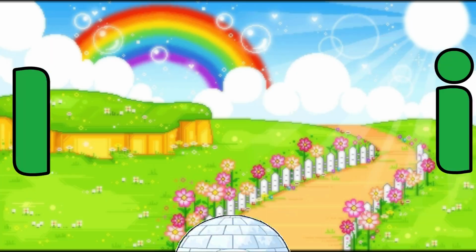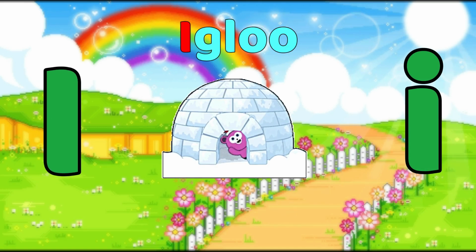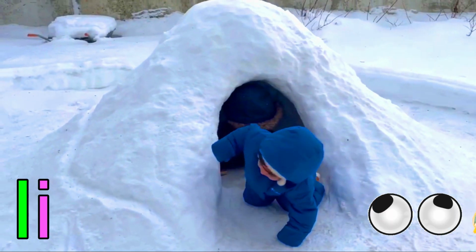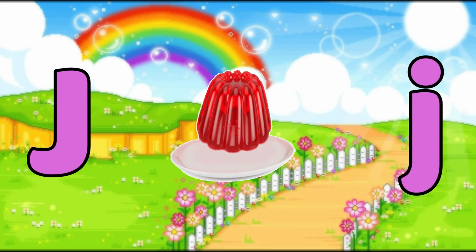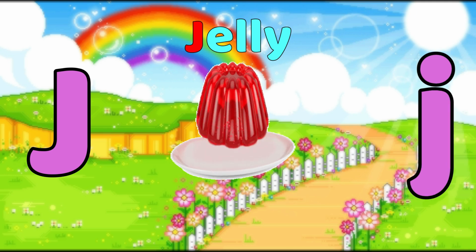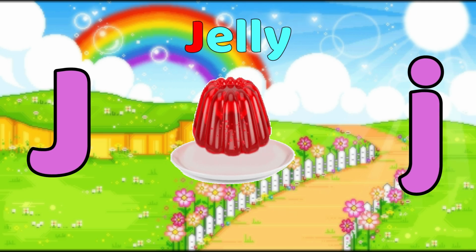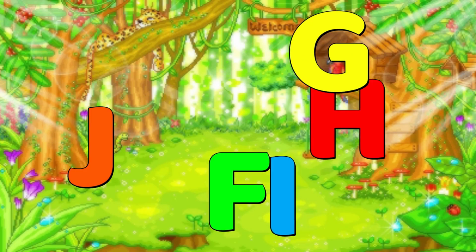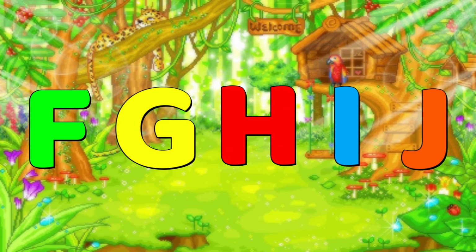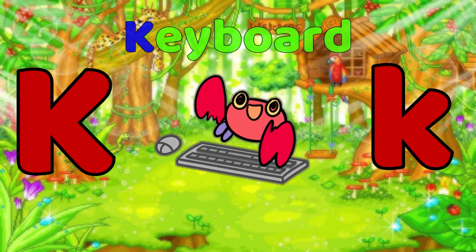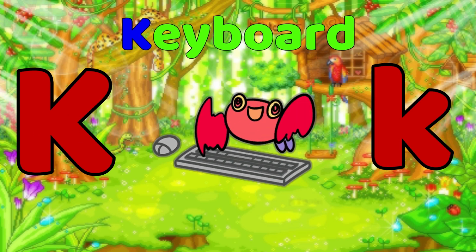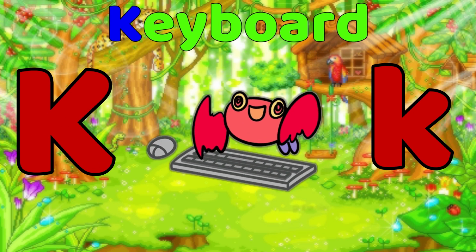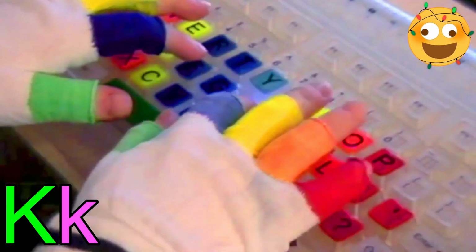Igloo, igloo, igloo, jelly, J, jelly. K is for keyboard, k, k, keyboard, K, keyboard.